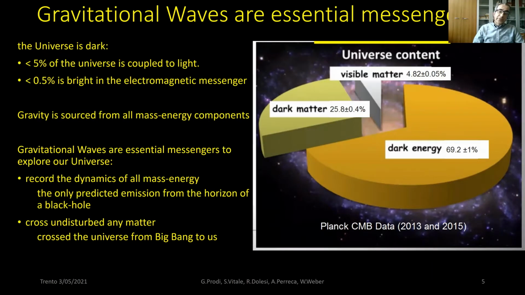So gravitational waves are essential messengers to explore our universe because the universe is mostly dark to electromagnetic radiation. Less than 5% of the universe is coupled to light, and less than 0.5% is bright in the electromagnetic messenger. Instead, gravity is sourced from all mass energy components. So gravitational waves probe the dynamics of all mass energy components. For instance, they have the only predicted emission from the horizon of a black hole, and they can cross any matter undisturbed. For instance, they are traveling the universe from the Big Bang to us.